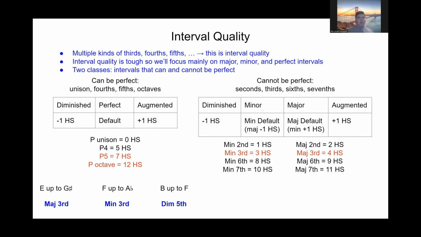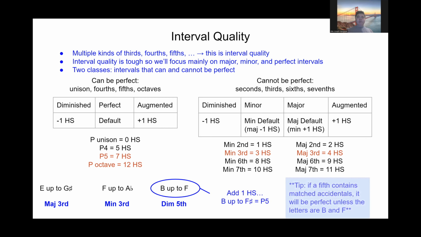So perfect fifths are really important in music. So how do we make it a perfect fifth? Well, we don't want to change the letters because that would give us a different interval size, but we can certainly raise F to F sharp, and that would give us the half step increase that we need to have a perfect fifth. So I have a little tip for everyone here. If a fifth contains matched accidentals, so 2 naturals, 2 flats, 2 sharps, it will be perfect unless the letters are B and F.